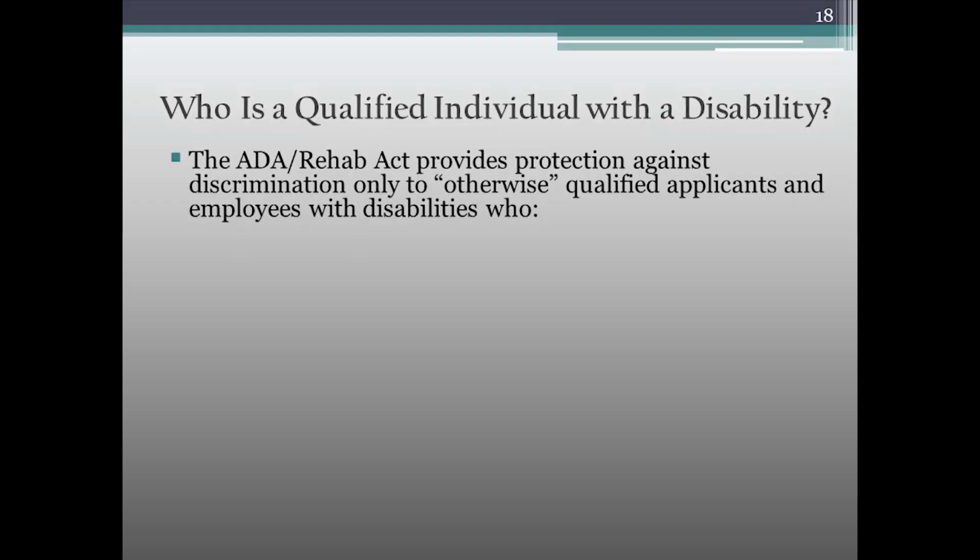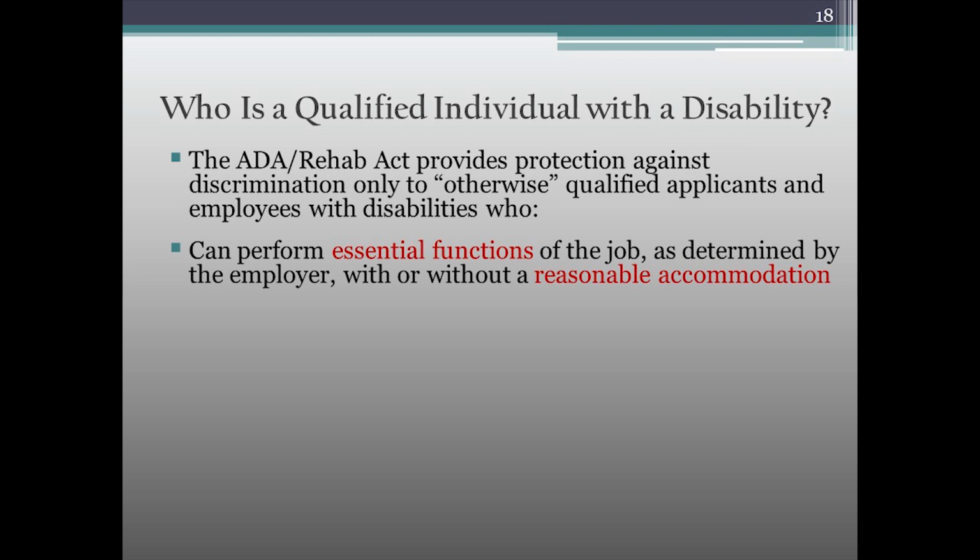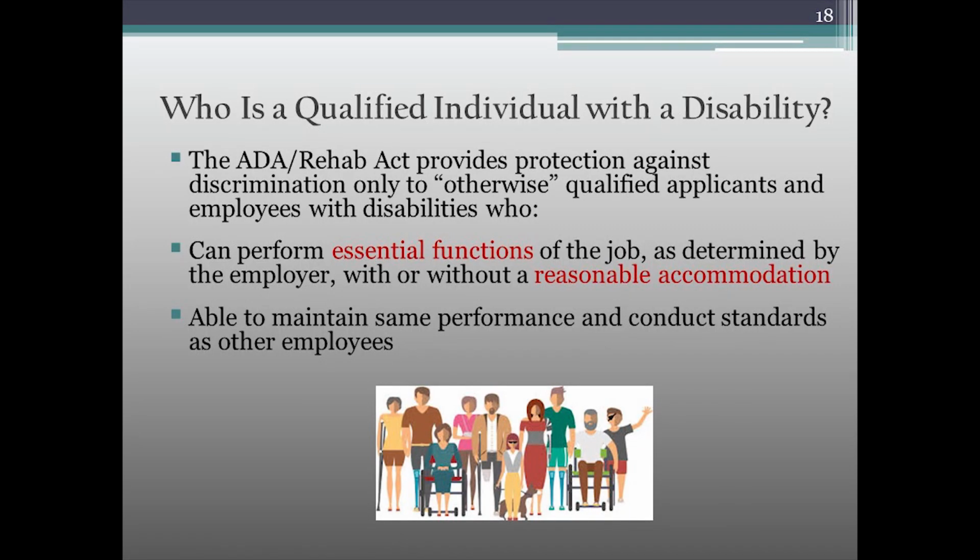Another term that we need to understand is who is a qualified individual with a disability. Both the Americans with Disabilities Act and the Rehabilitation Act provide protection against discrimination, but only to those people who are otherwise qualified applicants or employees with disabilities. And this means that that individual can perform the essential functions of the job as determined by the employer with or without a reasonable accommodation. Now, I'd like to highlight that that's an or, not an and. So it's with an accommodation or without an accommodation if you don't need one. It also means that the individual is able to maintain the same performance and conduct standards as other employees. Again, the individual has to be able to perform the essential functions of the position.